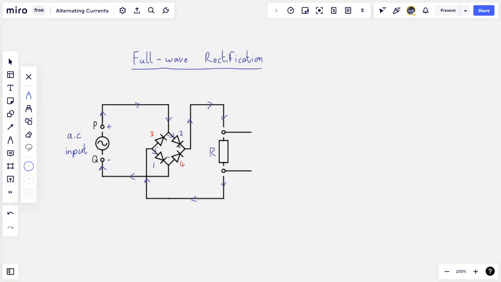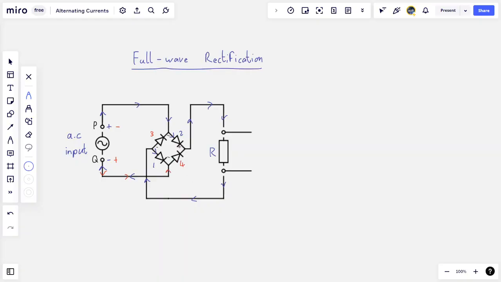Now, in the next half cycle, P becomes negative, but Q becomes positive. And what this means is that the current changes direction. So the current moves in the opposite direction and enters the bridge.